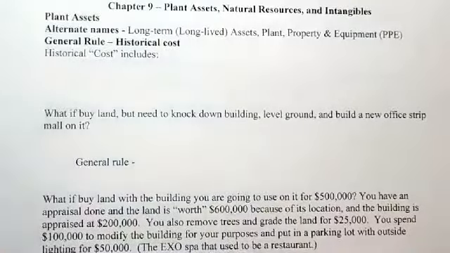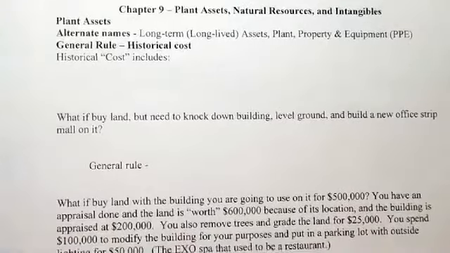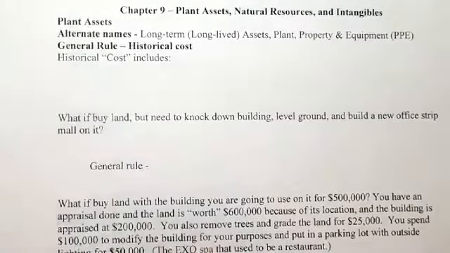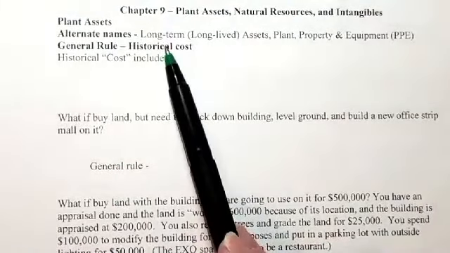We've done all our current assets. We're ready to move on to plant assets, natural resources, and intangibles. These are all the non-current assets. The book calls them plant assets. There's a lot of alternative names for that. Sometimes we call them long-term assets.